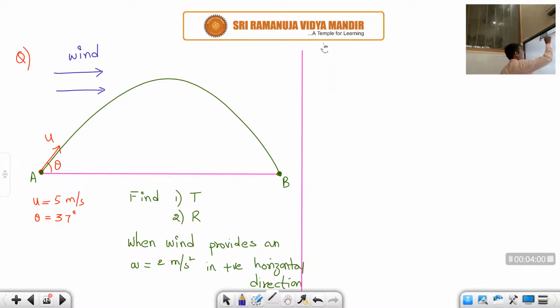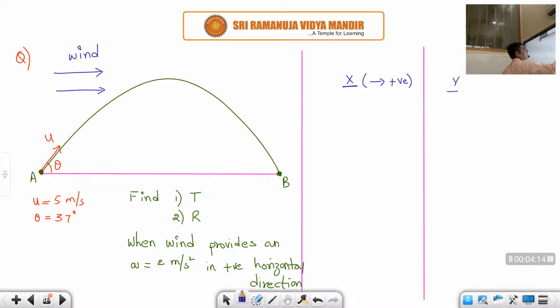From fundamentals means the same concept, that is, resolve in x direction and in y direction. Suppose in x direction we are considering right side as positive, and in y direction we are considering upward as positive. So what is ux? Ux is equal to u cos theta. This is called ux and this is called uy. So ux is u cos theta, that means 5 cos 37. What is cos 37, students? 4 by 5. 5 will get cancelled, so 4 meters per second.